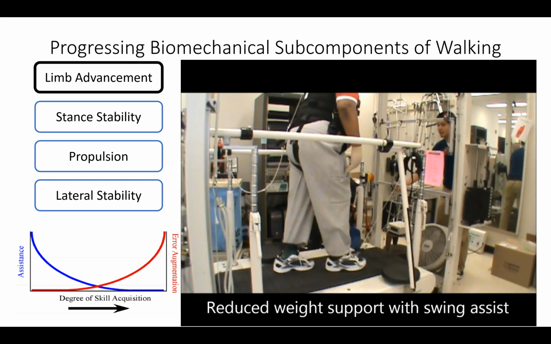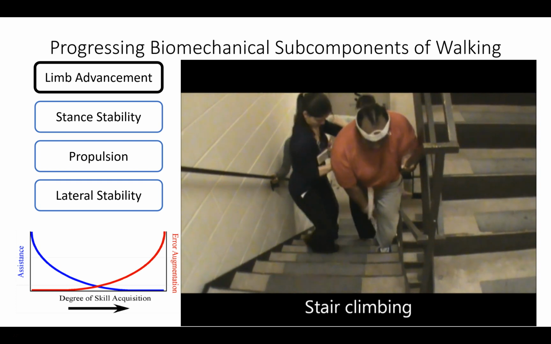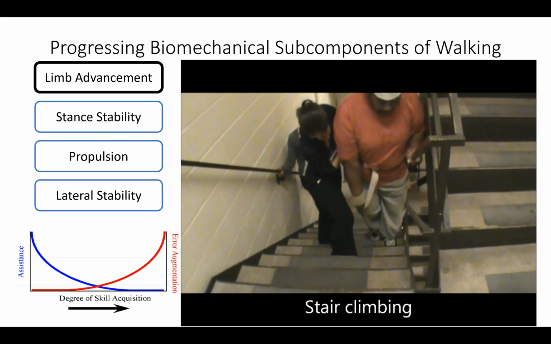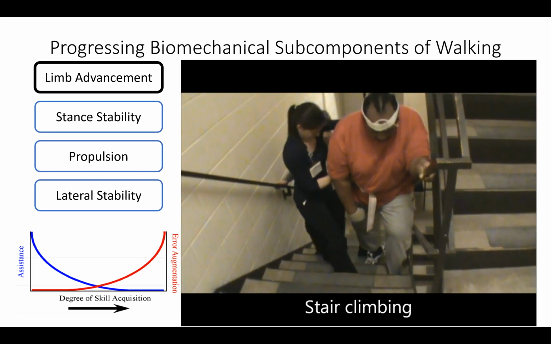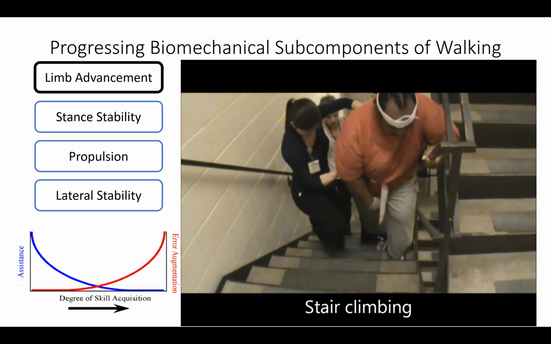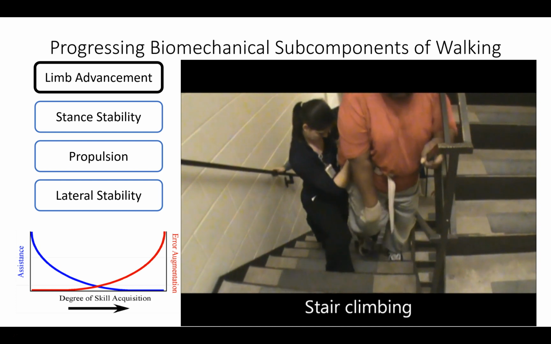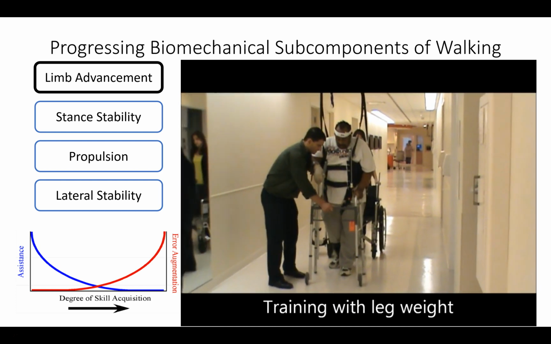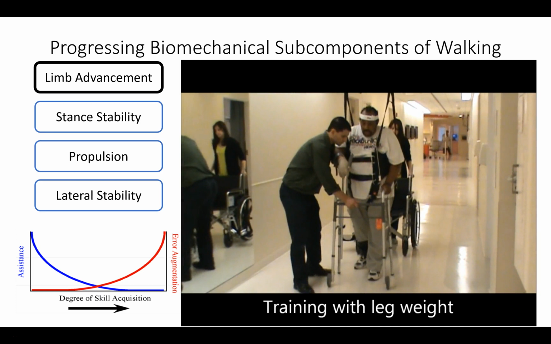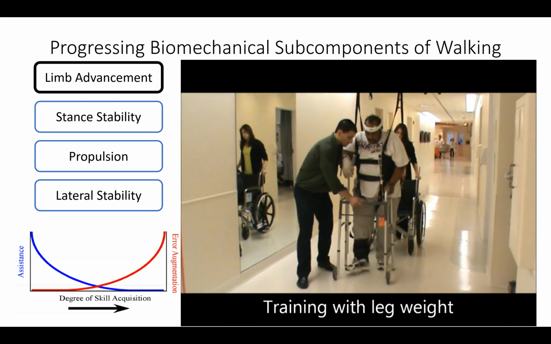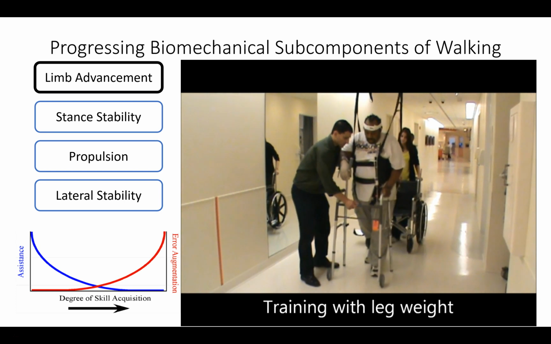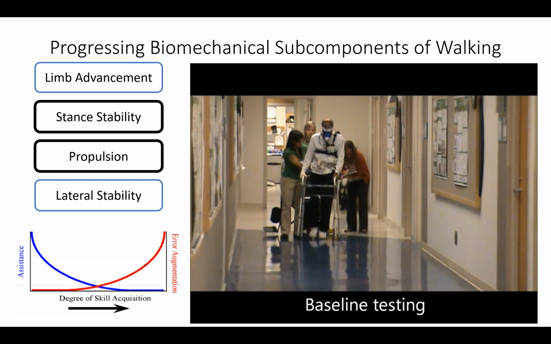So still within the same biomechanical subcomponent, but different aspects of challenging that task. He clearly hasn't mastered walking over level ground, but that doesn't mean we're going to wait until that happens to make it harder. So if you have a difficult time advancing your leg over level ground, going upstairs is going to be even more challenging. And now in this one, we're back to level ground, but there's a 10-pound ankle weight on that leg. So really challenging that aspect of their walking.